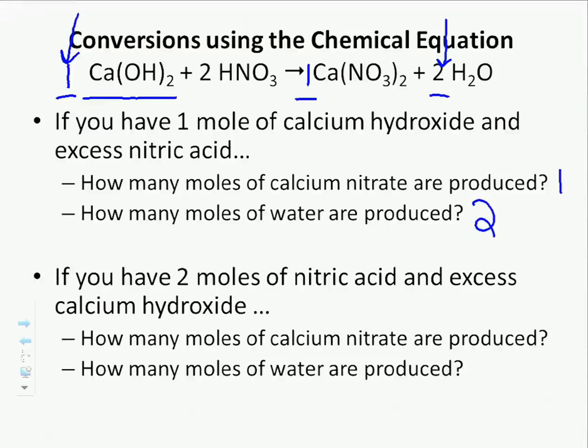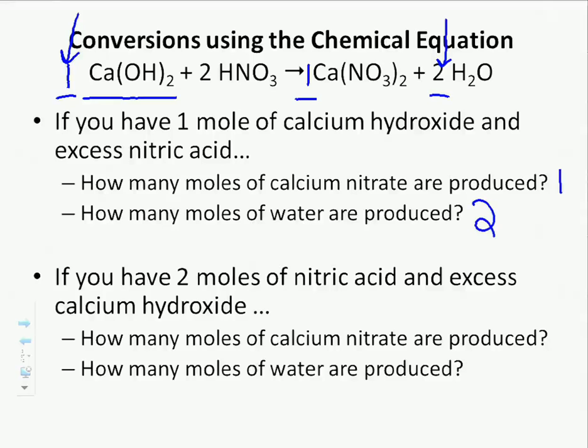This is always the case. If you have 1 mole of calcium hydroxide, you will always have 1 mole of calcium nitrate produced, as long as you have 100% yield. But we'll talk about that later. If you're asked how many moles of water are produced, you're always producing 2.